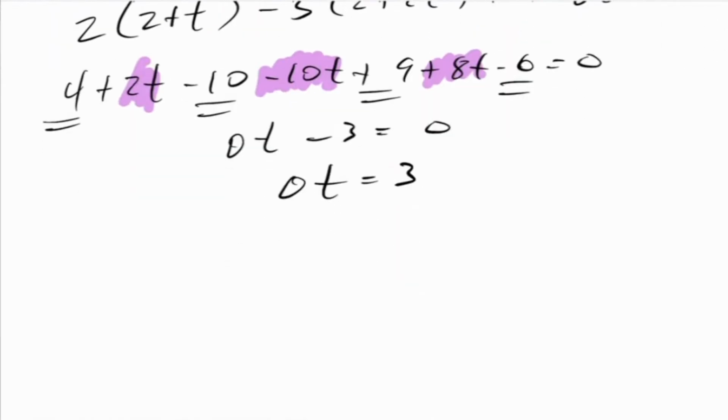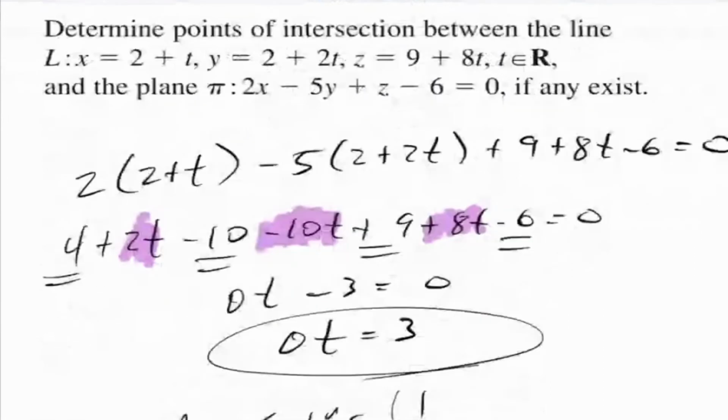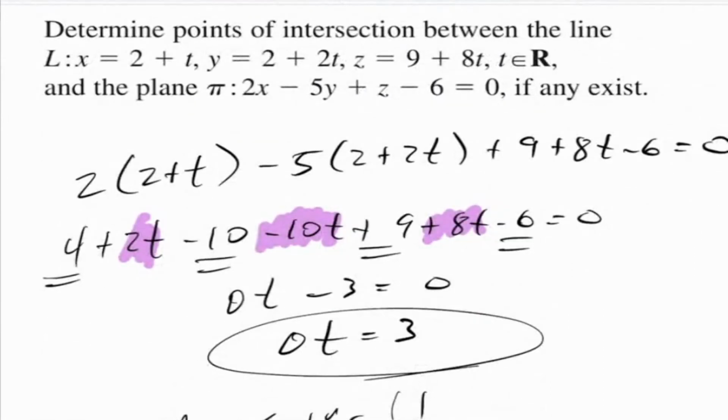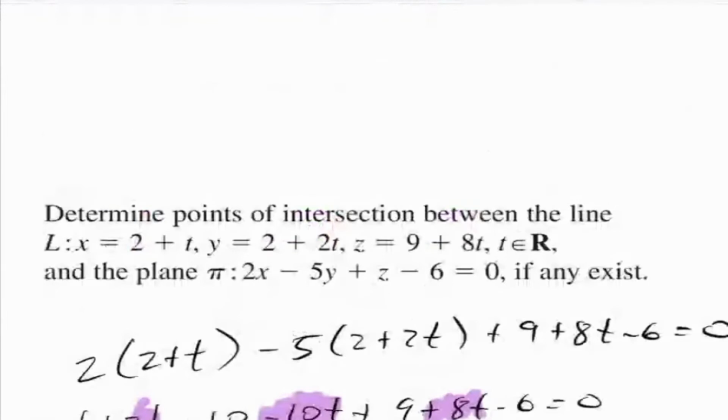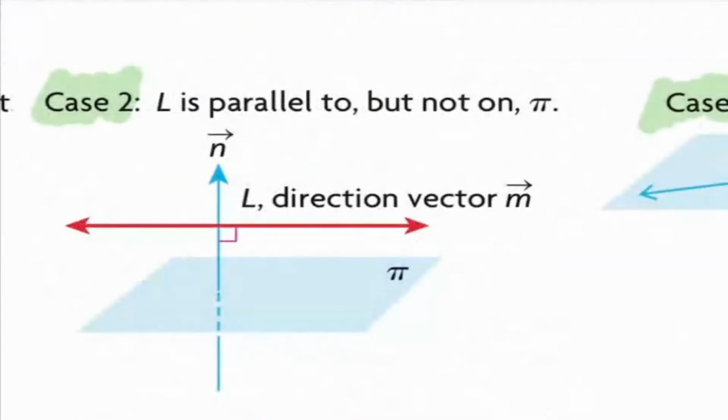You guys remember from a ways back that this equation has no solutions. There is no real number t that will satisfy this equation. So we have no solution, and there's no point of intersection. That implies that the plane and the line must be parallel to one another. That means we're in this scenario here, case 2: the line and the plane must be parallel.